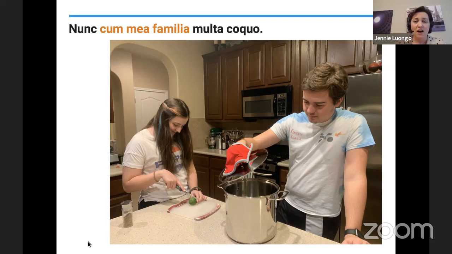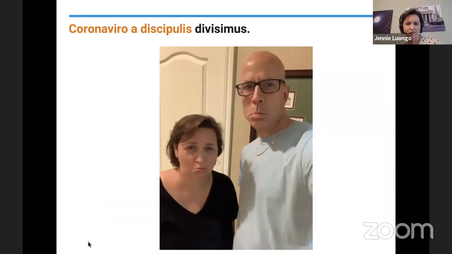So nunc, now I cook multa, many things, cum mea familia, with my family. That's an ablative of accompaniment because we're doing it together. That's one of the two kinds of ablatives that uses a cum, the other one being manner. All right, we'll move on to the next sentence.